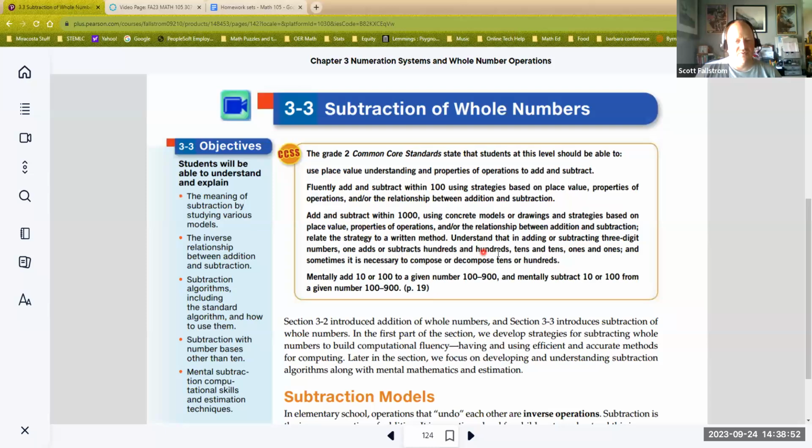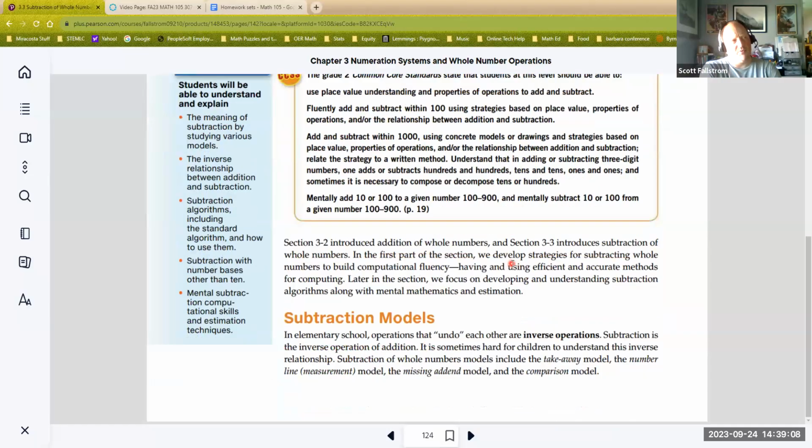You add or subtract hundreds and hundreds, tens and tens, ones and ones, and sometimes even compose or decompose tens or hundreds. So the idea of composing and decomposing is still here. Composing when you're adding, decomposing when subtracting as needed. But we also saw in 3.2 that we could decompose numbers in order to add more efficiently.